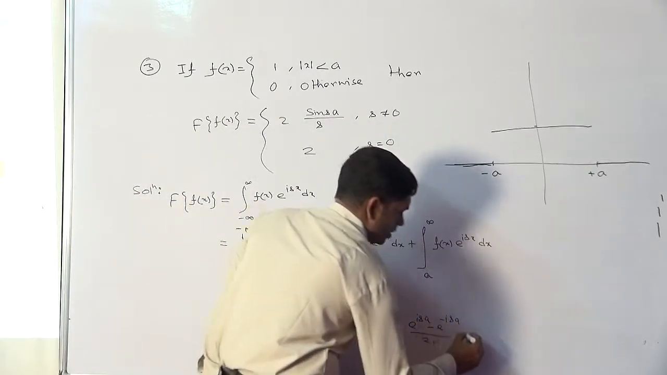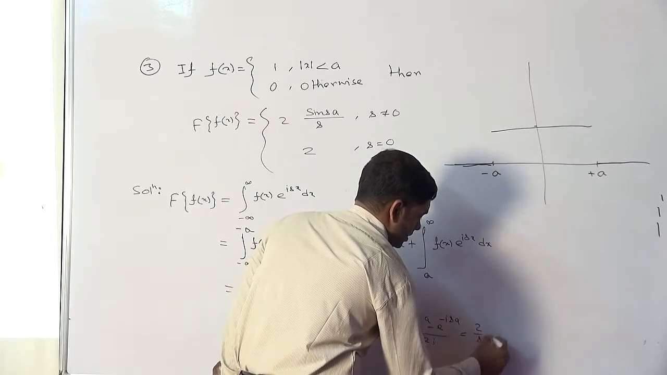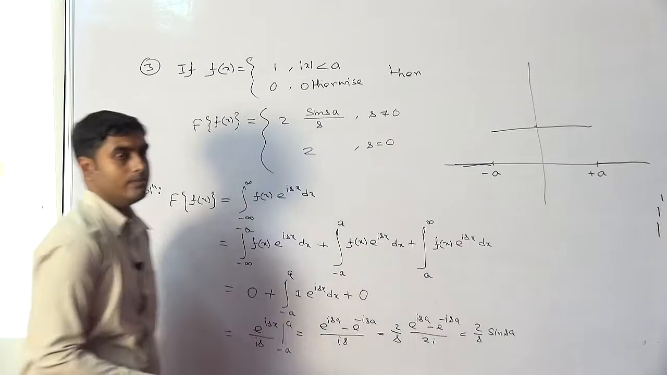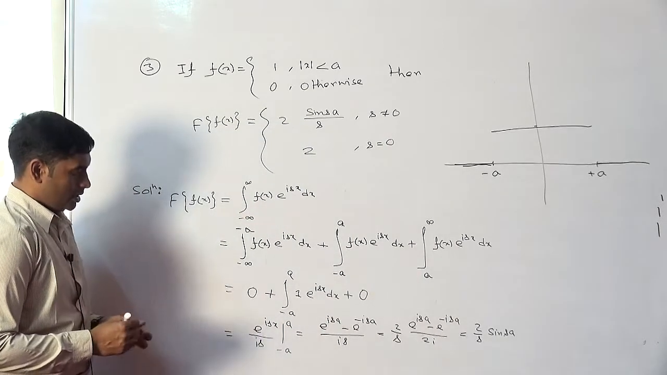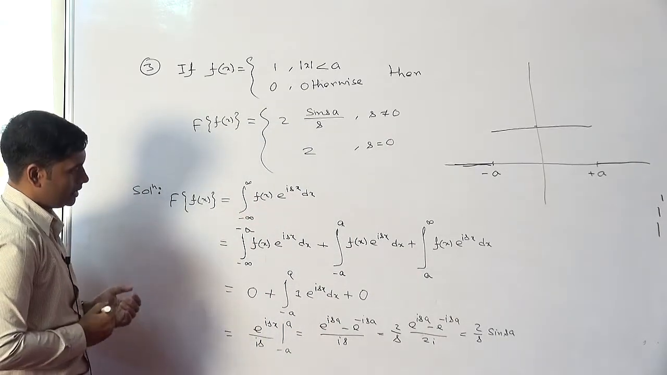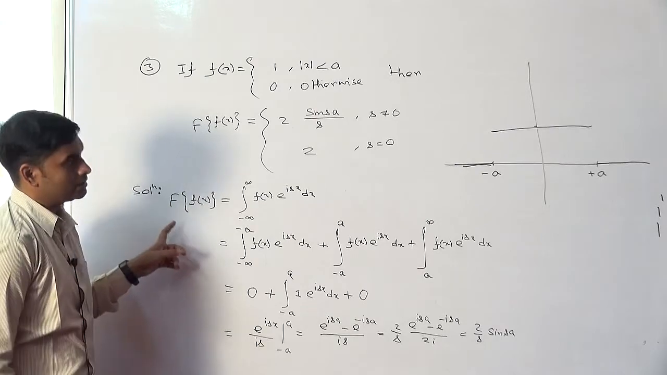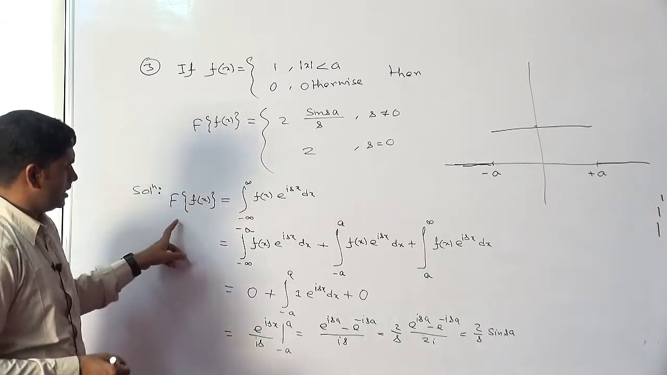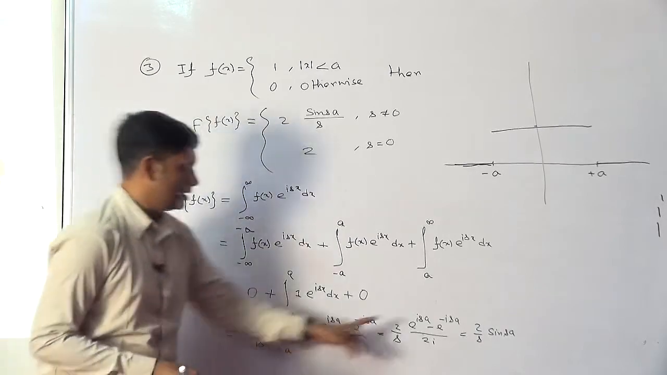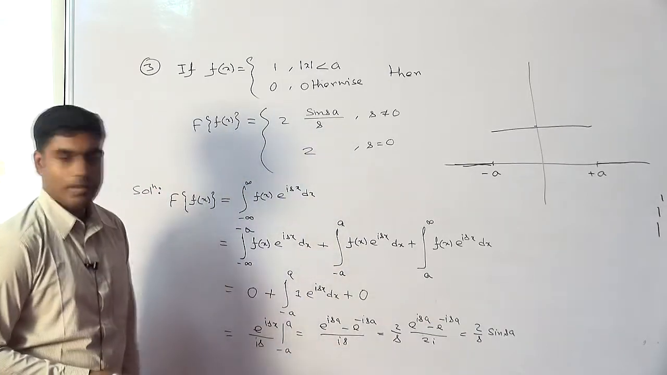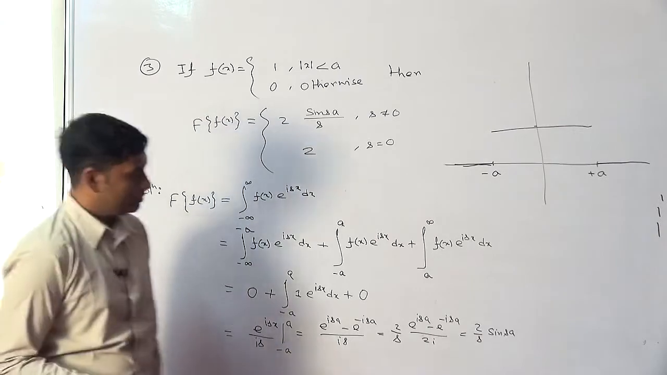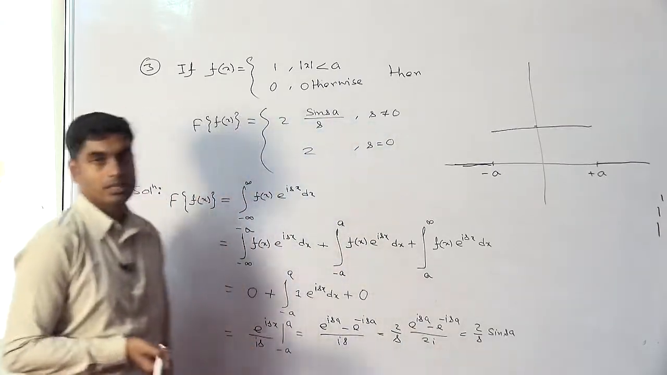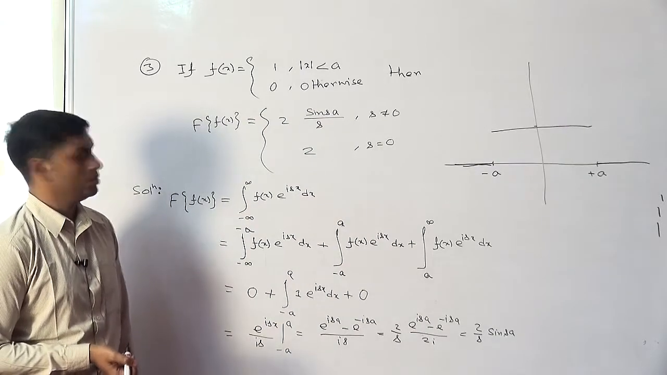So this is 2 sin(sa)/s. Okay, therefore we can represent this function f(x) as 2 sin(sa)/s. Now this is not true when s equals 0. Therefore what will be the result if s becomes 0?